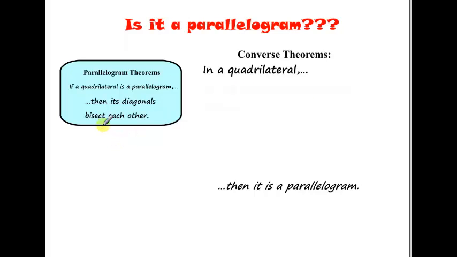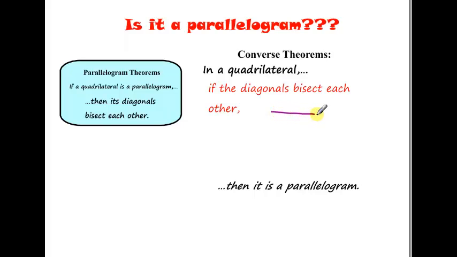Next one was about the diagonals. Our original was if a quadrilateral is a parallelogram, its diagonals will bisect each other. You might be able to guess what this is going to say. In a quadrilateral, if the diagonals bisect each other, then it is a parallelogram. Pause the video and write it down.